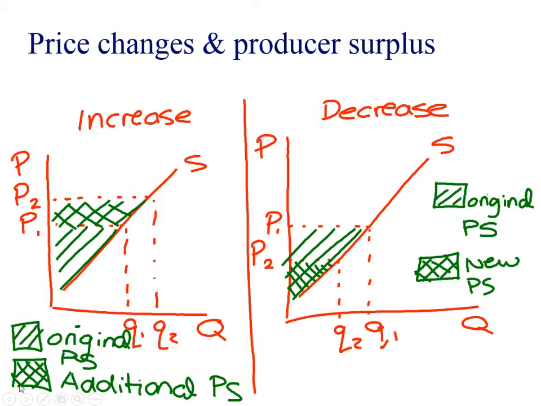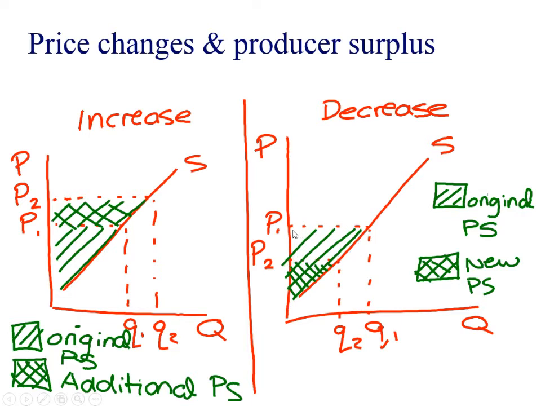So you've got to get creative with cross-hatching here. And then if you have a decrease, this triangle here would be the original producer surplus. You can see my lines go fully down there. And then you have this bottom triangle there, which is the new producer surplus if the price decreases. So there's fewer suppliers willing to supply at that decreased price. That's why you've got a lower producer surplus.